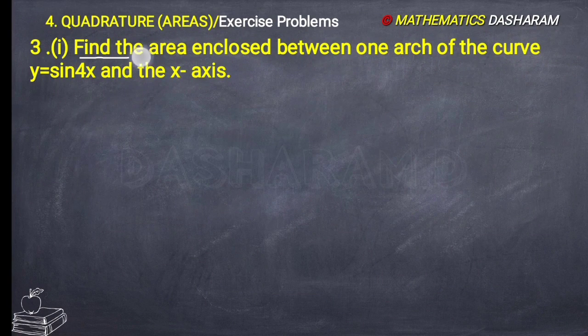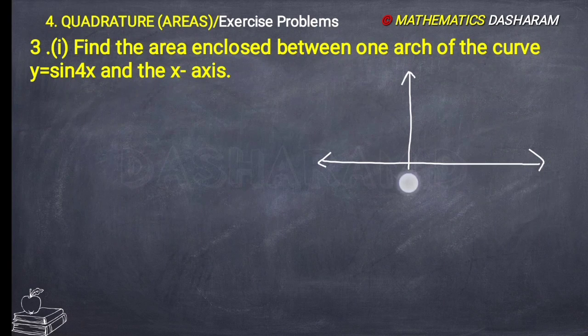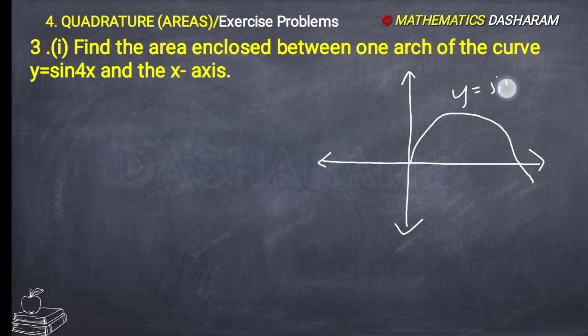Third bit, first problem: find the area enclosed between one arch of the curve y equals sine 4x and the x-axis. So let's draw a graph for y equals sine 4x. This is the graph for y equals sine 4x. In this graph, the curve touches the x-axis at 0. Next it touches the x-axis at pi by 4. So the portion between 0 and pi by 4 is called one arch.